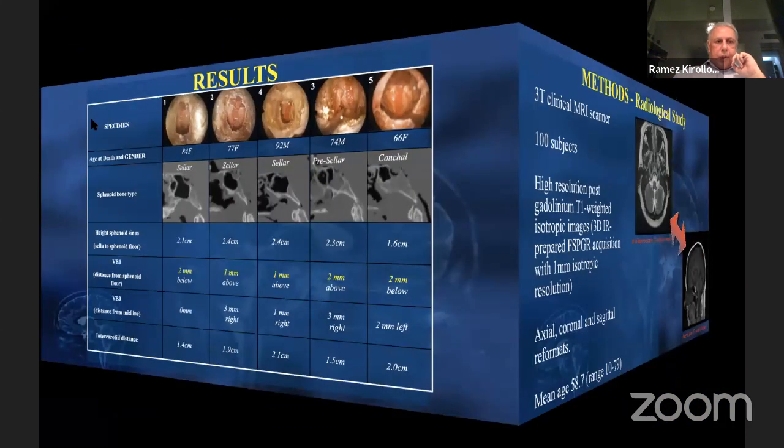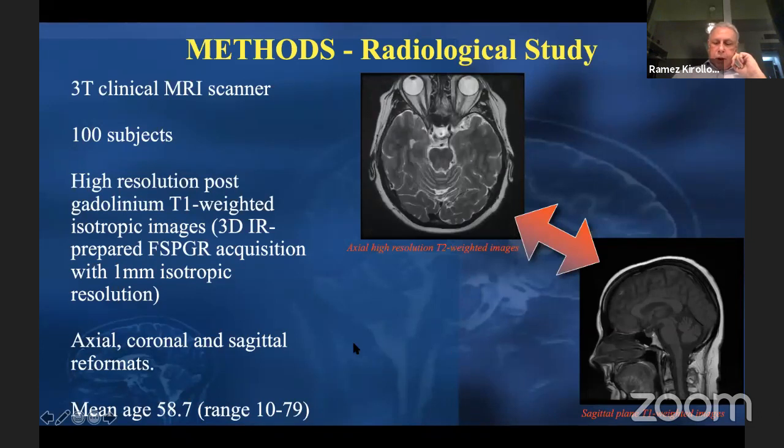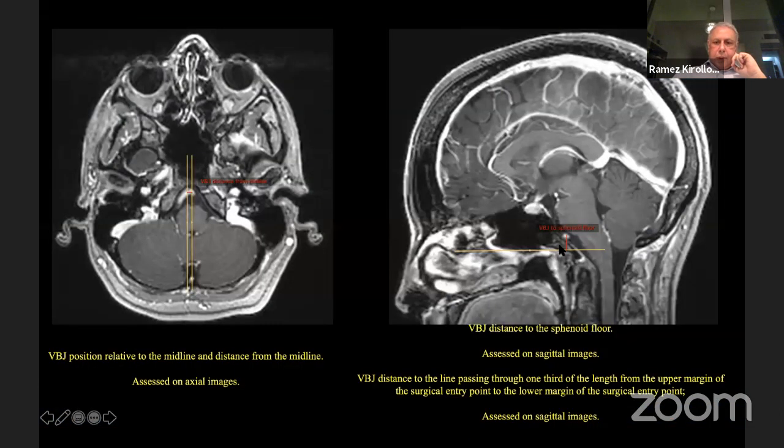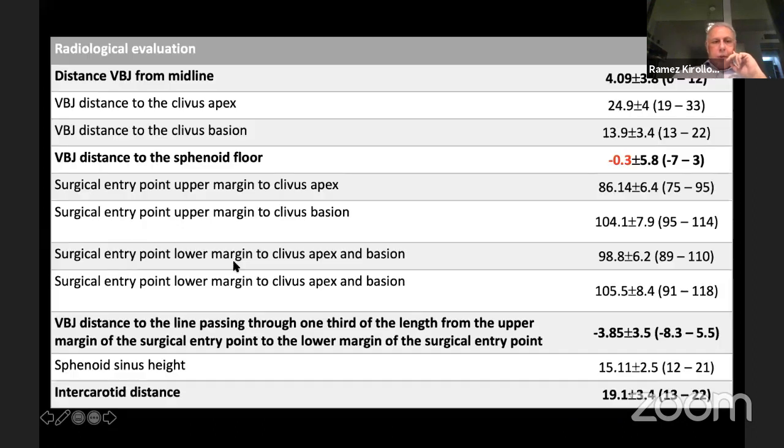And we studied 100 subjects with MRI scan. We matched them on the sagittal views, and we measured the distance between the floor and the vertebrobasilar junction, and we correlated again with the pontomedullary junction. So the floor of the sphenoid sinus correlates with the vertebrobasilar junction. There is a little bit of variation due to the aeration of the sinus, but it is an accurate landmark.